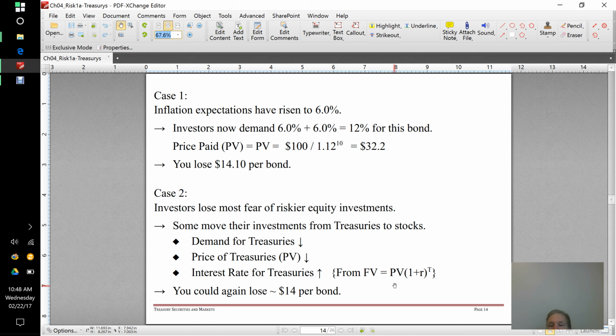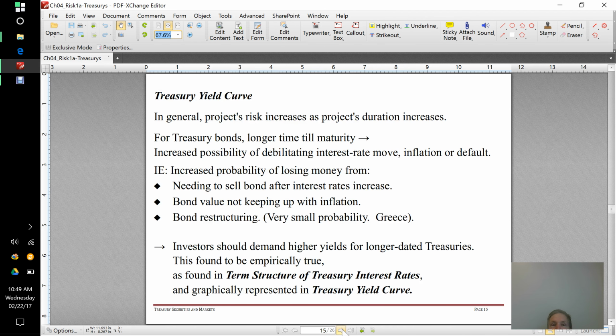Future value equals PV times 1 plus R to the T. Okay, so the FV comes from the contract. So if the PV goes down, the R has to go up. So you once again could lose 14% per bond. Okay, so it really is the truth, the whole truth, and nothing but the truth that treasuries do have risk, as we've seen in these two examples. Okay, next up, treasury yield curve.